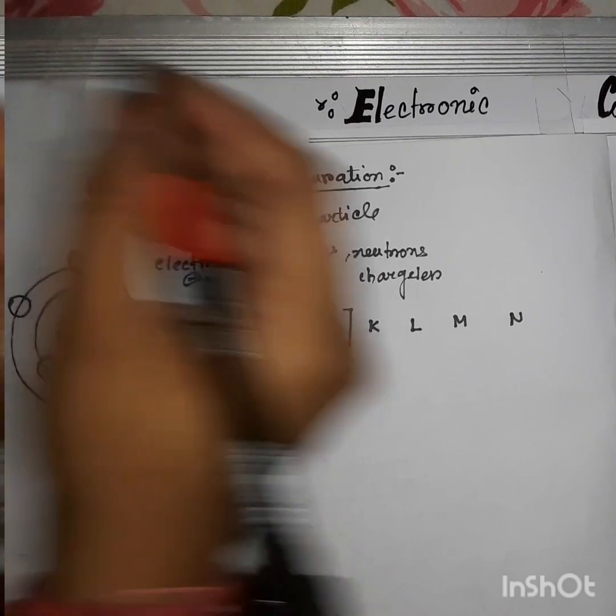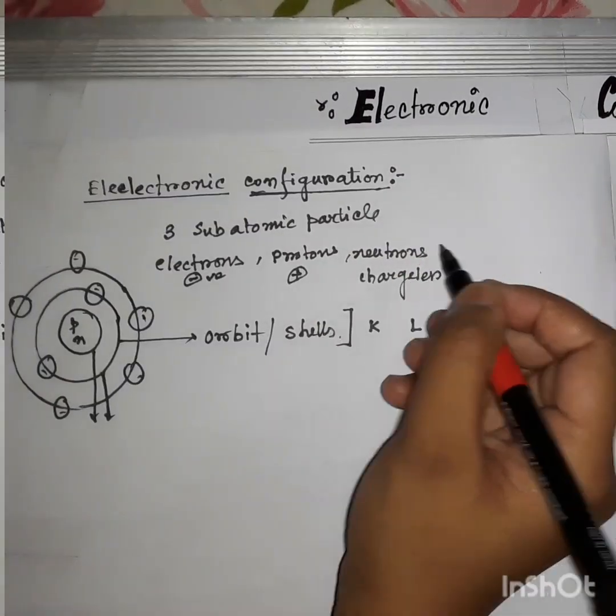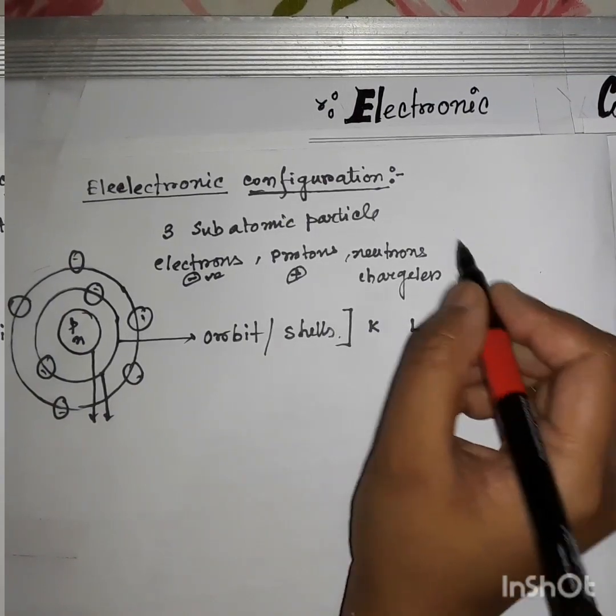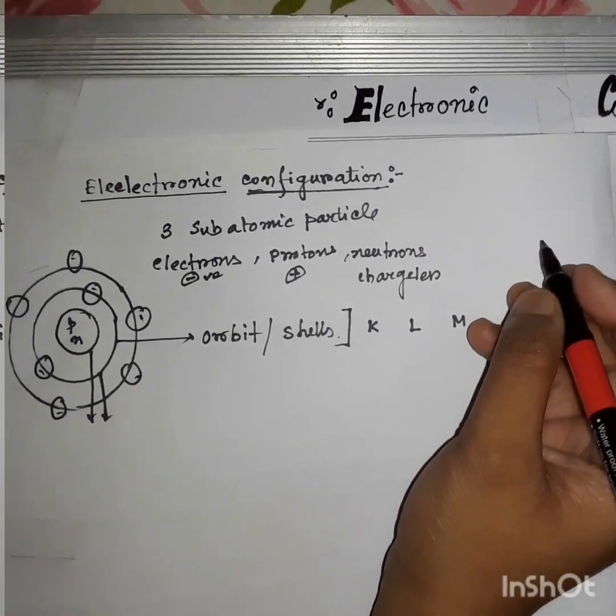Today we are going to discuss a topic in chemistry, that is electronic configuration. This topic is most useful and important for the students of class 8, 9, 10.